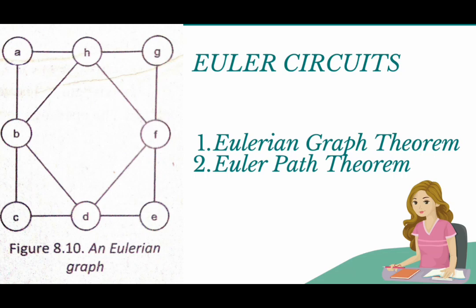Example in this figure. Look at figure 8.1 na nandyan sa slide natin. A walk of A, B, C, D. Sundan nyo lang. B, H, F, D, E, F, G, H, A is an example of an Eulerian circuit in the given graph. Okay. We can use the Eulerian theorem to solve problems involving situations modeled by a graph.